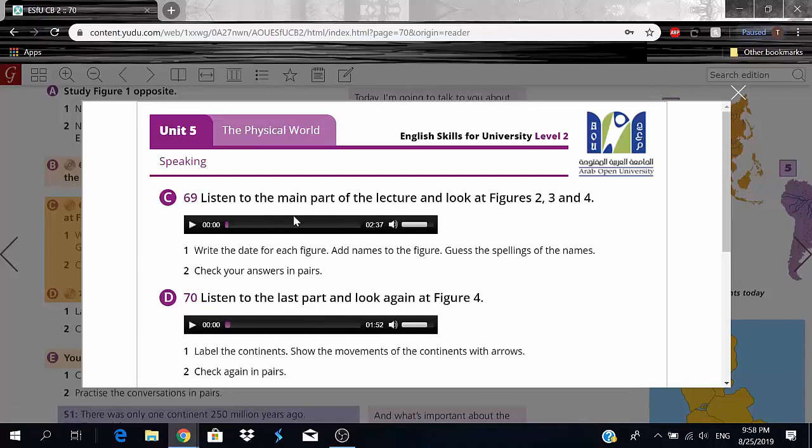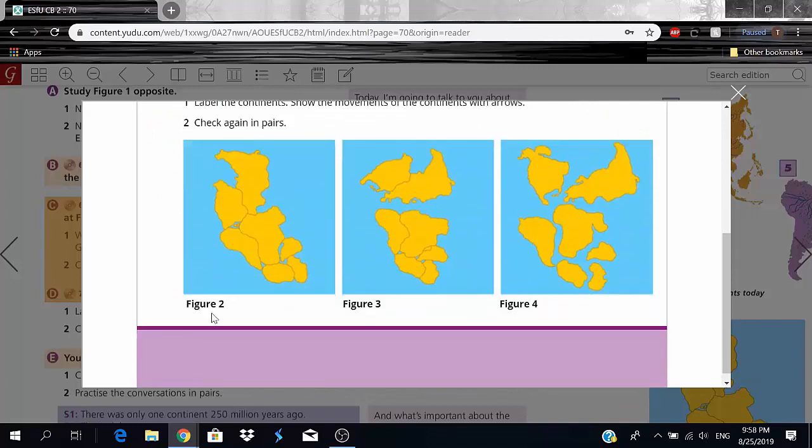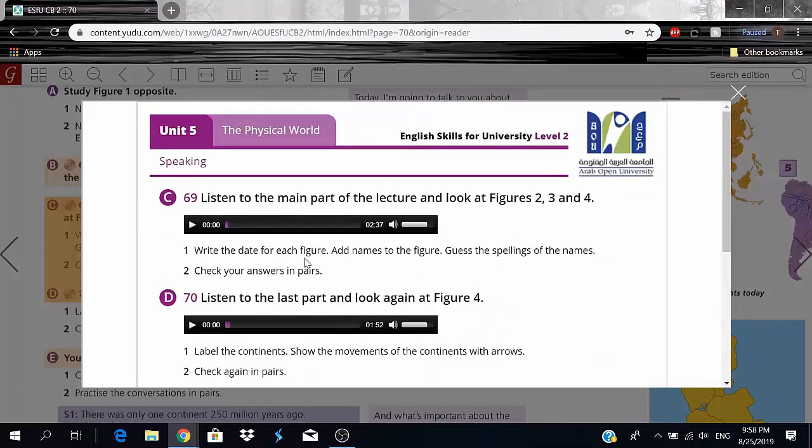Here we have: listen to the main part of the lecture and look at figures 2, 3, and 4. All of these are continents, but I'm sure they don't look familiar right now. You will understand what these figures actually mean once we start the audio. Okay, so let's listen to the main part of the lecture now.